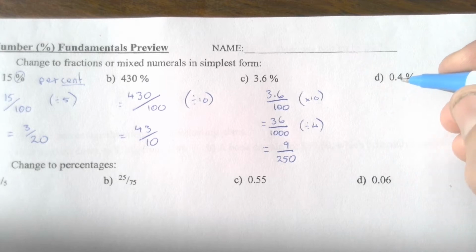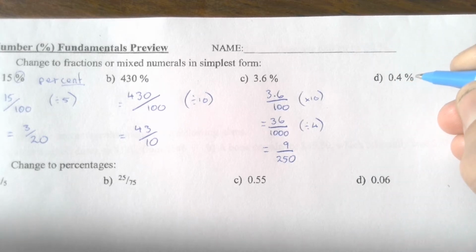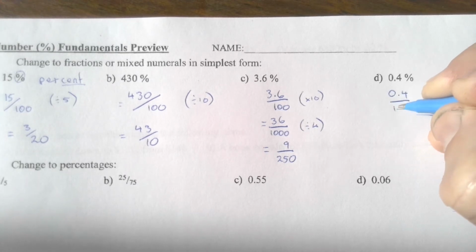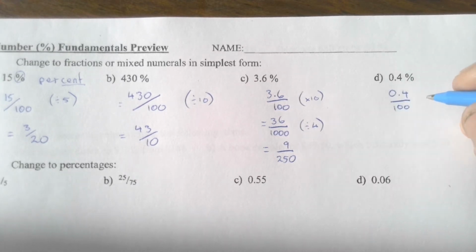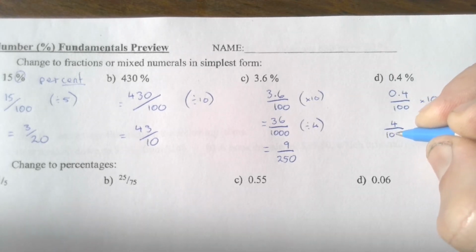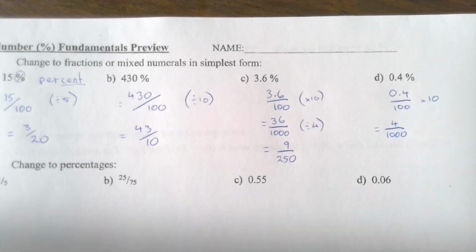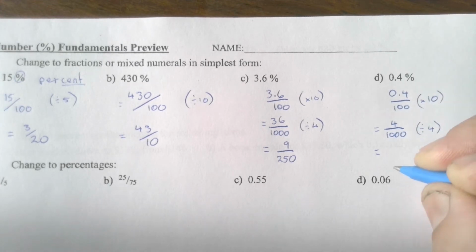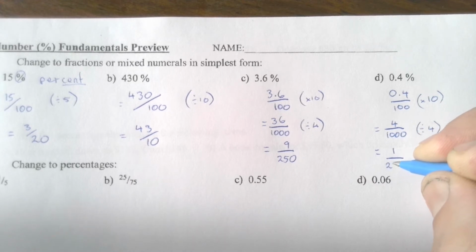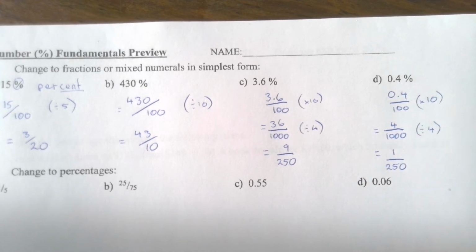Question 1d is asking for 0.4%. So again, we'd end up with 0.4 100ths, which we're not really allowed to do. So we're going to times top and bottom by 10 just to make it 4 1,000ths. So we're allowed to actually do that. And then what we'll do is we'll divide top and bottom by 4. And we will end up with 1 250th as our answer.